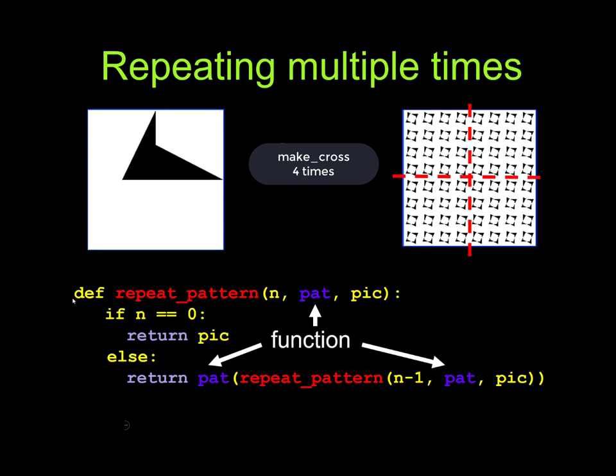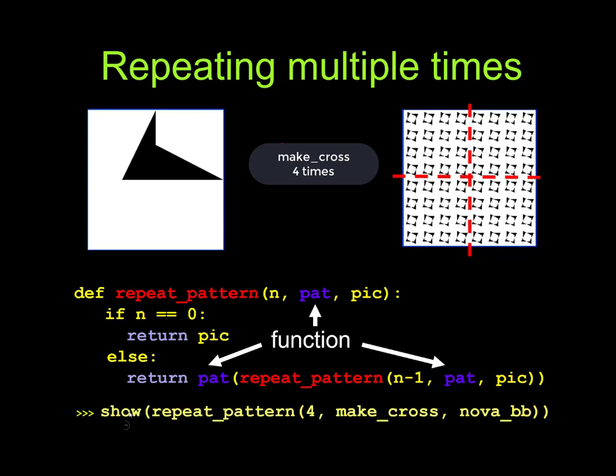So to repeat, you have a function that is called by itself within the body, but each time when it calls itself, it's reduced by 1 time. The result of this is being operated upon with the pattern that we want. When this recursion calls enough number of times, each time minus 1, you get to n equal to 0, you will return whatever is the picture at that moment. So if you show repeat pattern 4, make cross Nova, it is the shorthand of make cross 4 times.